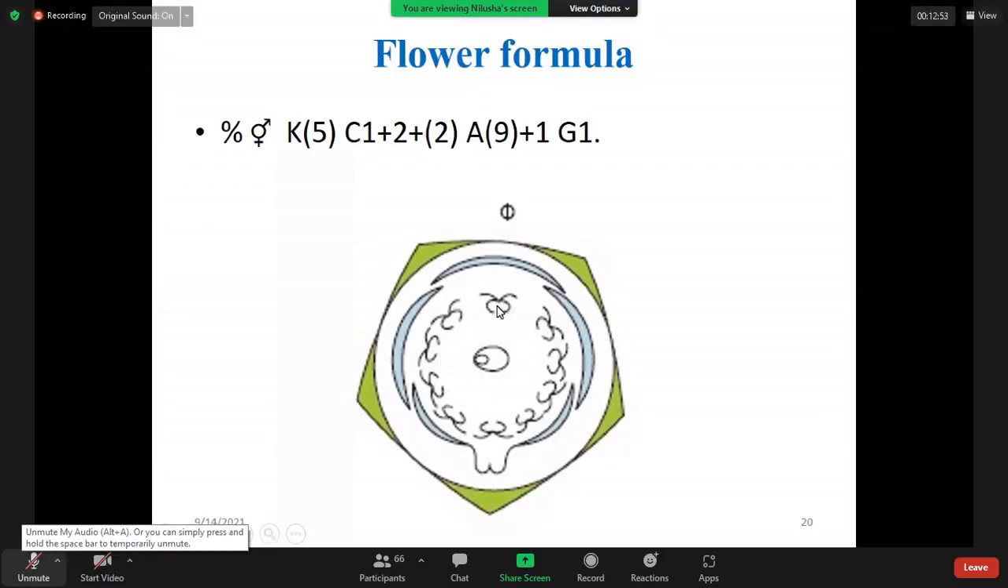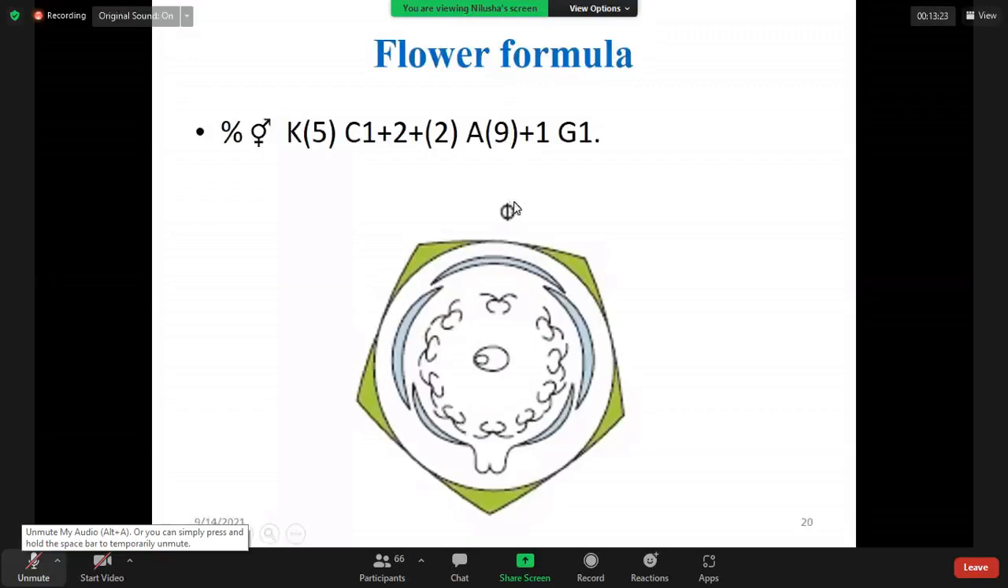Androecium. In here you can see 1, 2, 3, 4, 5, 6, 7, 8, 9. These 9 are fused together, and this one is the free stamen. Next one is the gynoecium. Here you can see only one carpel, so we call it monocarpellary, so we put 1 here.